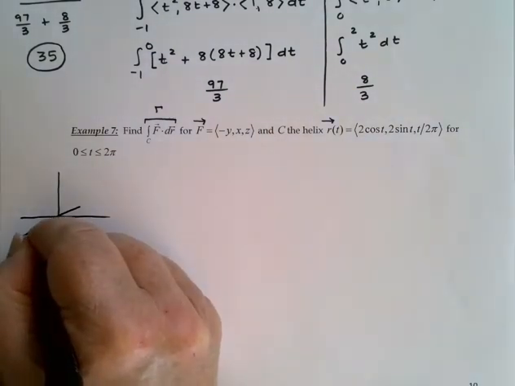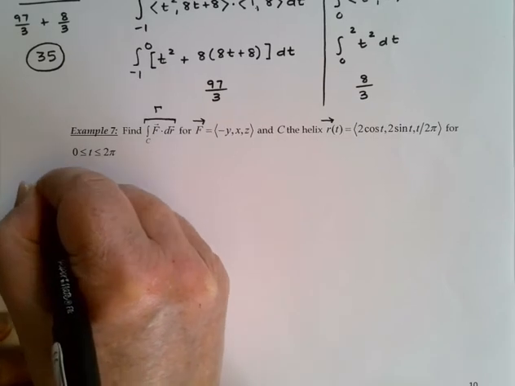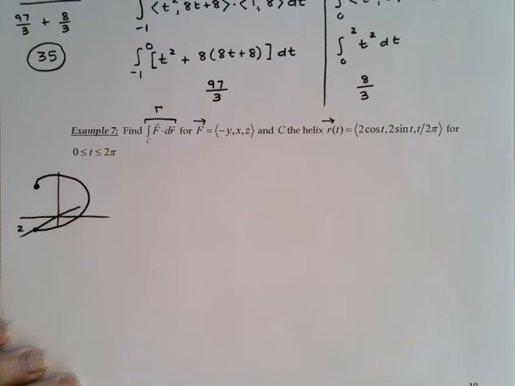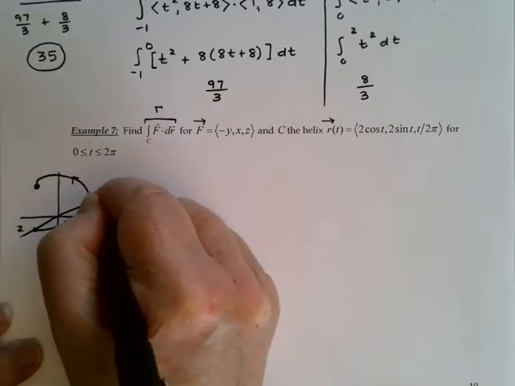Let's see. Its radius is 2. So go around one time, and as I go around, I'm going up, so I end up directly above the point that I started with. So there's C.